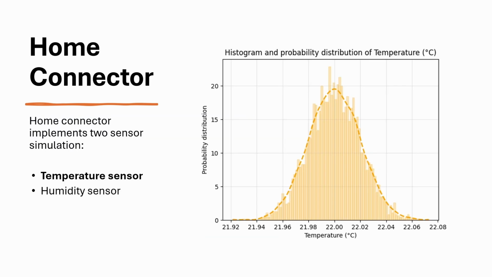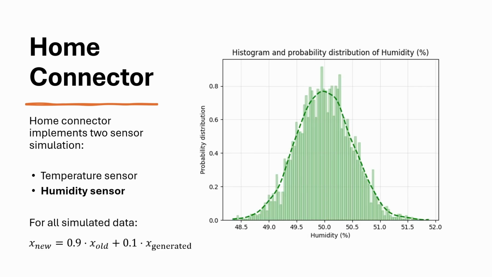Home Connector is a device connector that also implements MQTT transmission of two kinds of simulated data: temperature and humidity. Here we can see the temperature Gaussian distribution centered on 22 degrees Celsius with a 0.5 degrees standard deviation. In the humidity sensor, the simulated data also follow a Gaussian distribution with 50% mean and 5% standard deviation.